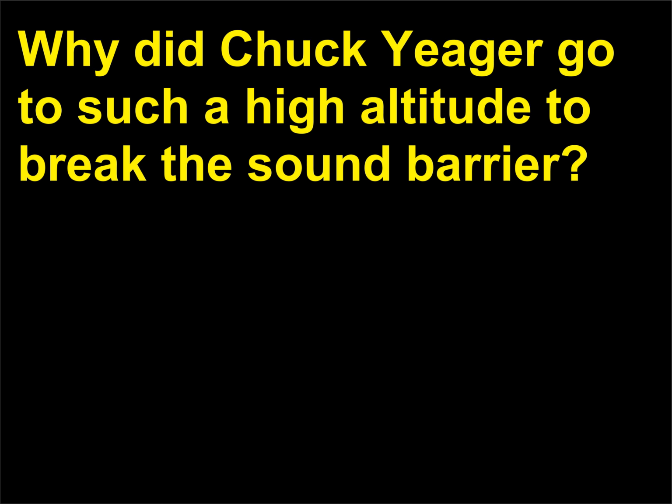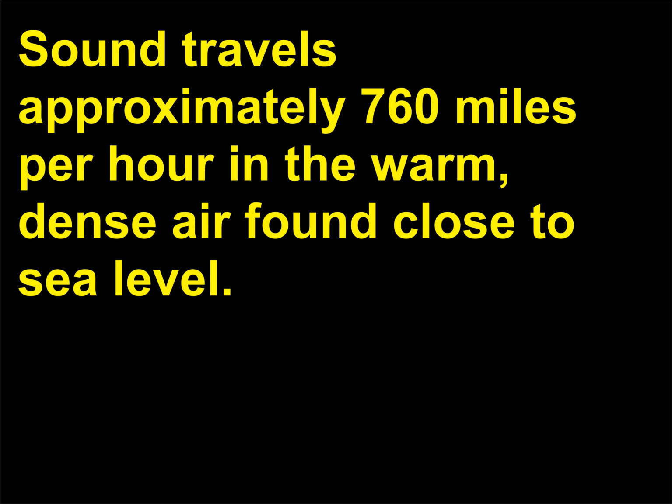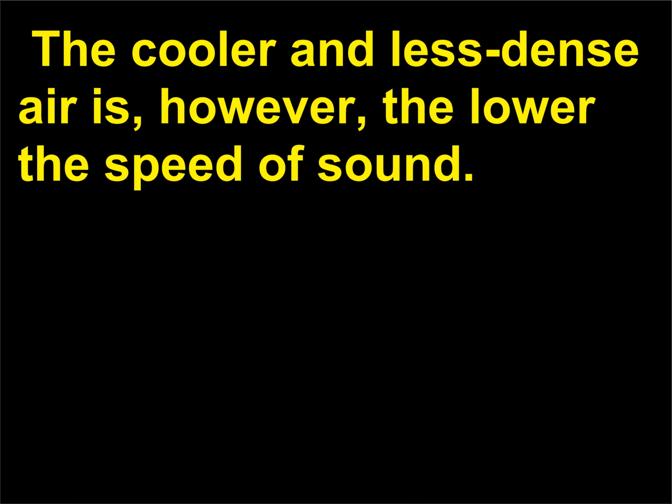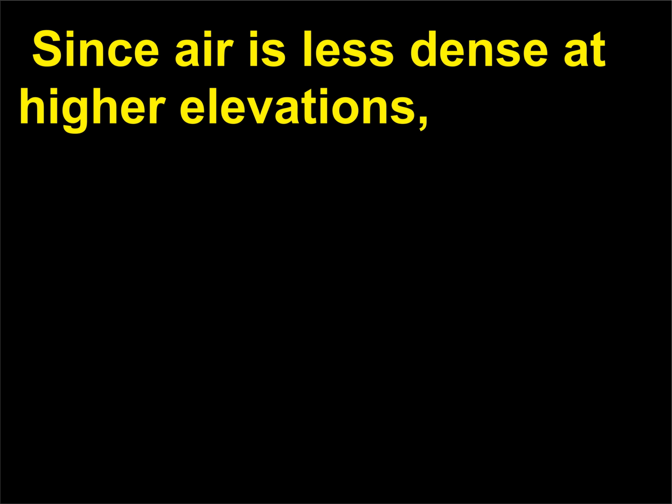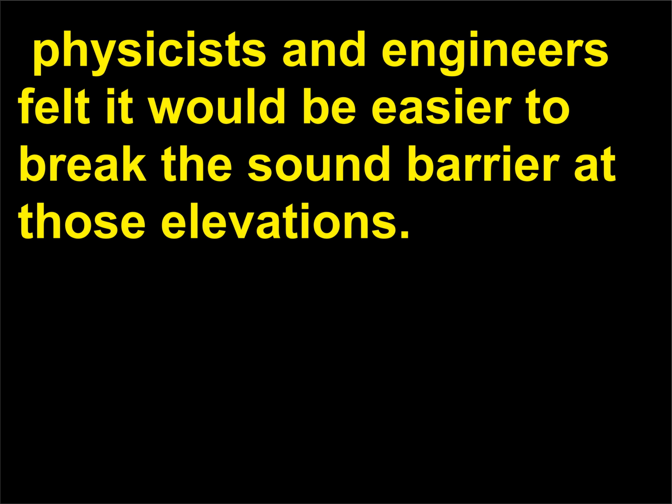Why did Chuck Yeager go to such a high altitude to break the sound barrier? Sound travels approximately 760 miles per hour in the warm, dense air found close to sea level. The cooler and less dense air is, however, the lower the speed of sound. Since air is less dense at higher elevations, physicists and engineers felt it would be easier to break the sound barrier at those elevations.